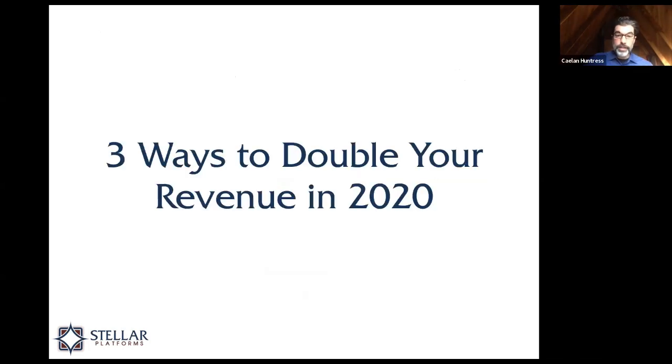Okay, so now we've talked about the 4 cornerstones. Now I want to get to the good stuff. And I'm going to tell you 3 ways that you can double your revenue next year. You might not be able to use all 3 of these because we've all got different businesses with different models. But I'm confident that even if you can't use all 3, one of these would be applicable to you.